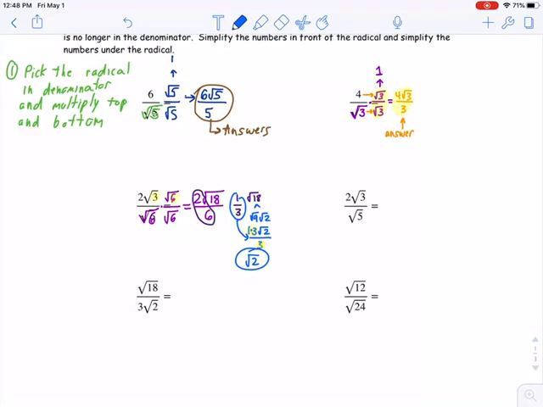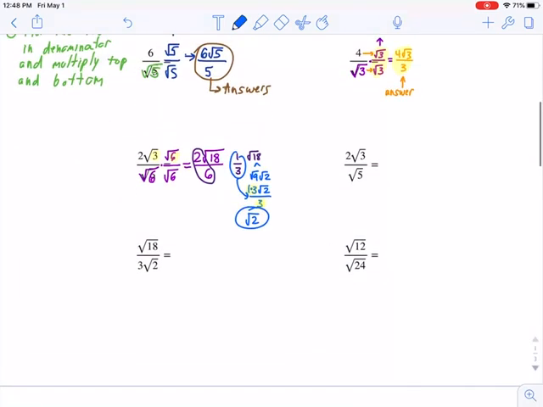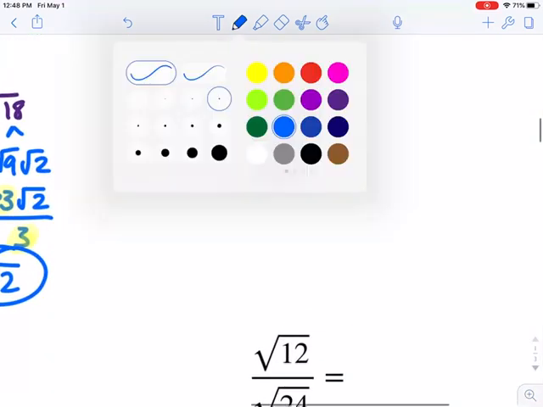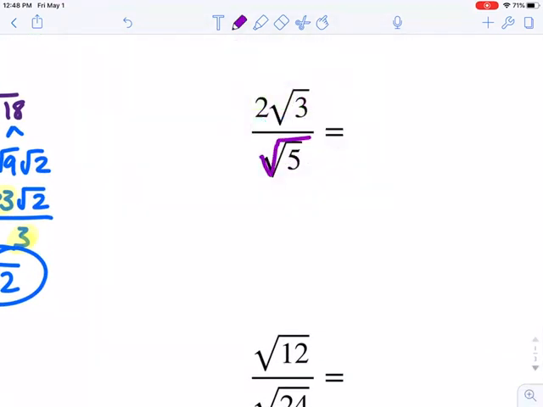All right, let's cruise right along. Let's just finish all these, and then we'll do 3 videos again, probably. All right, so radical 5. Build our skills. Slowly build our skills. I'm going to pick radical 5 and multiply top and bottom by radical 5.